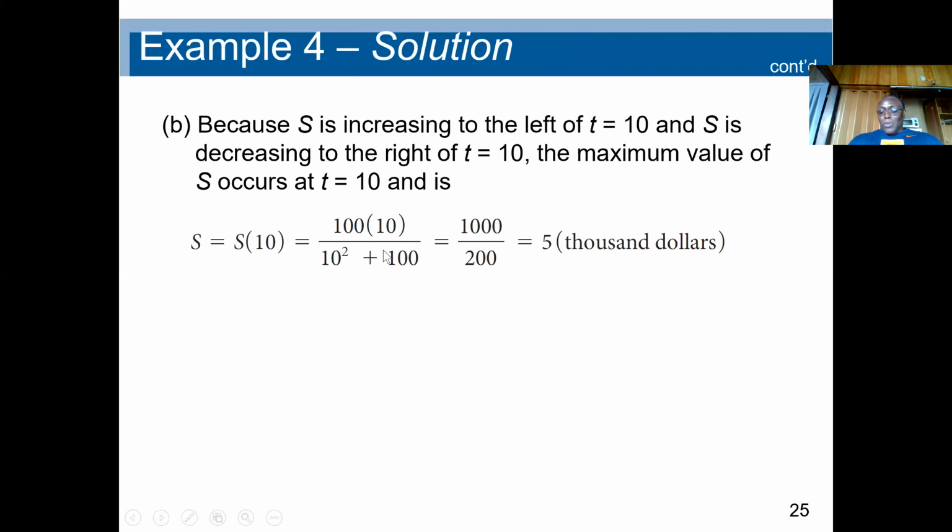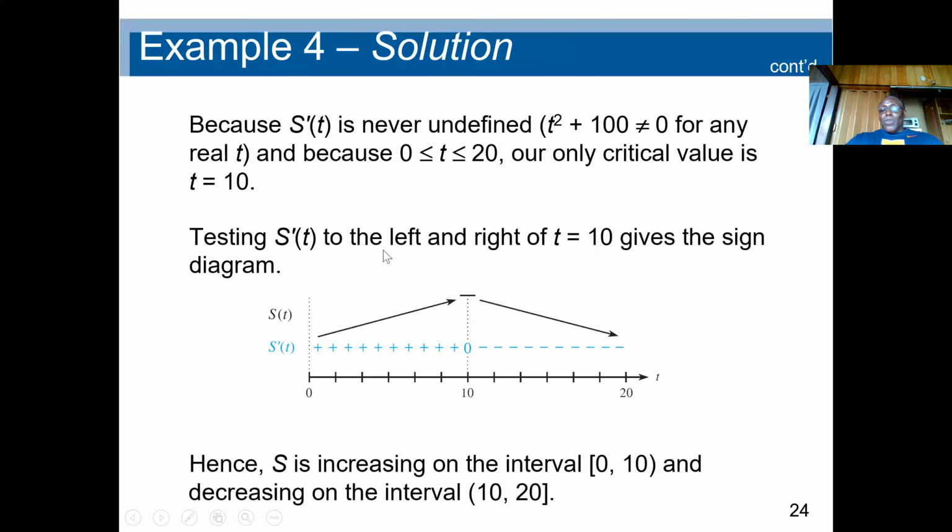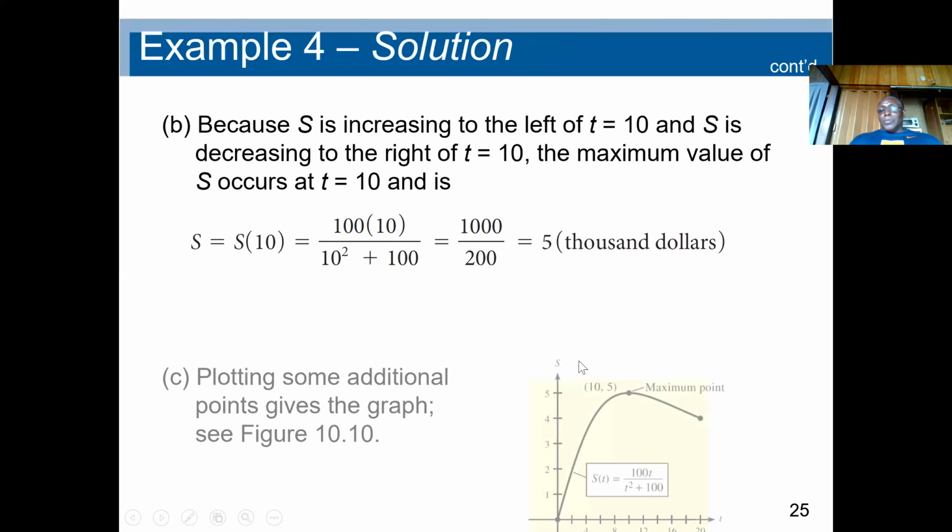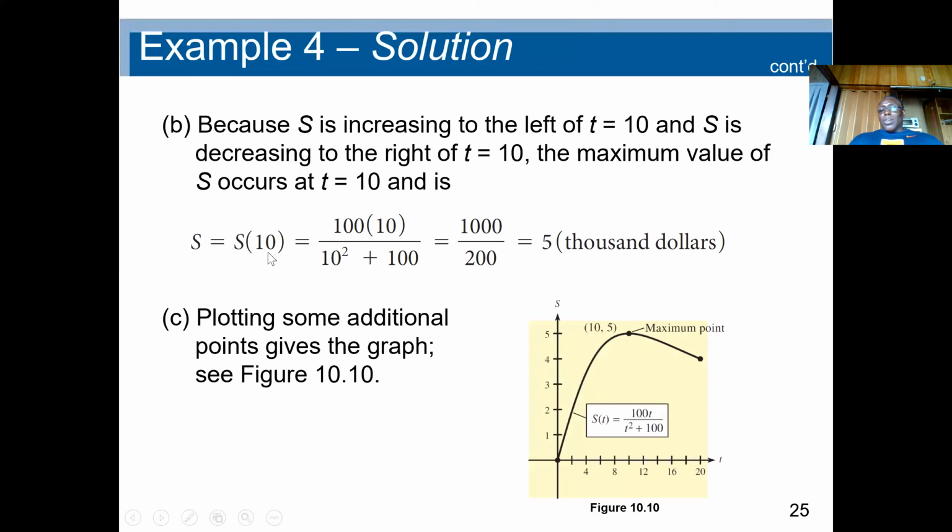Why? Remember what we said earlier: relative maximum is from increasing to decreasing. So here we have a relative maximum. If it's decreasing to increasing, we have a relative minimum. So in this interval, we cannot find the minimum sales, only the maximum. So we plug in the 10 because that's the relative maximum point. Then we solve it, we get 5,000. Then we can plot our graph.